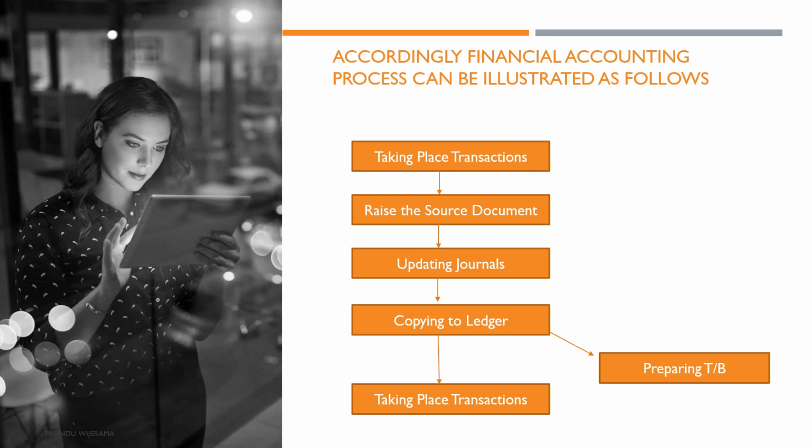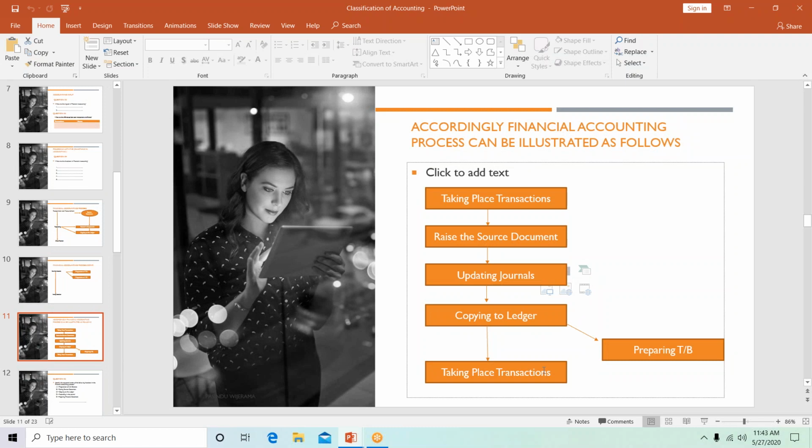So this particular process was correctly illustrated. Accordingly, the financial accounting process can be illustrated as follows. A transaction takes place. Soon after the transaction takes place, you raise the source document. Once you raise the source document, you update the journals. From the journals, you copy to the ledger. And from the ledger, you prepare the trial balance. That is apart from the usual process; I'll explain it later. But after preparing the trial balance, then you prepare the financial statements.